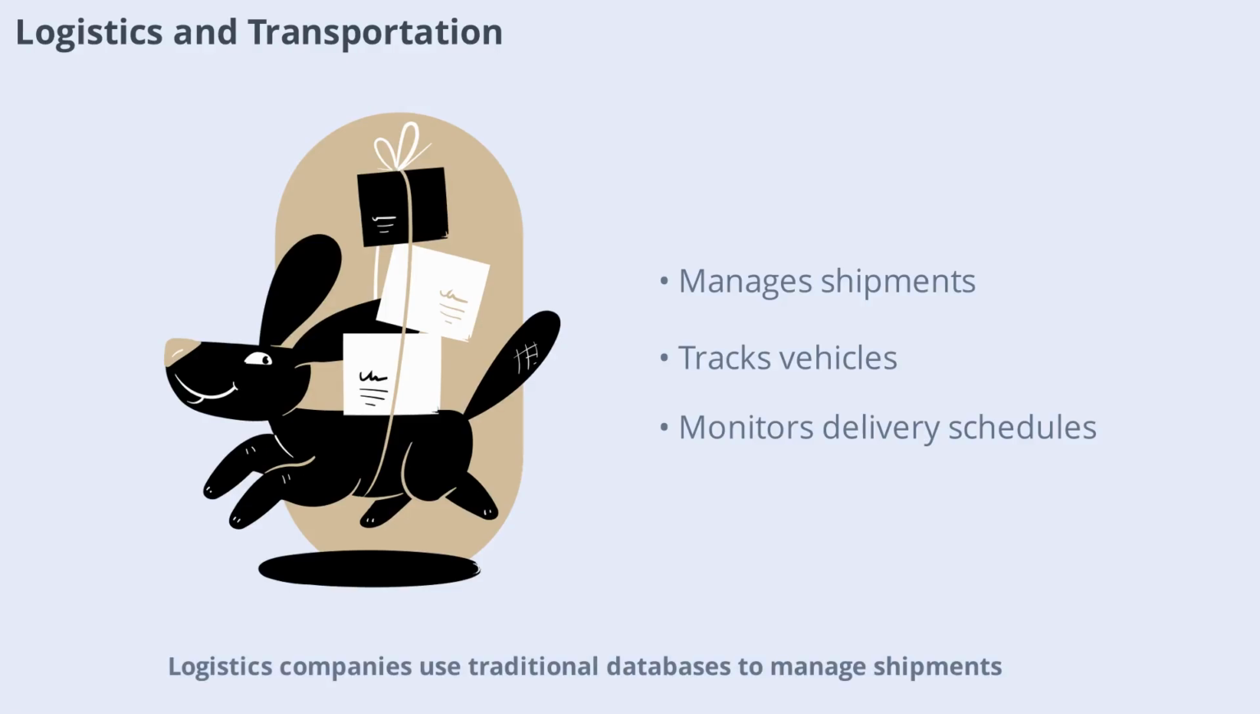Logistics companies use traditional databases to manage shipments, track vehicles, and monitor delivery schedules. The structured approach ensures that all aspects of the supply chain are organized and accessible. Security and backup features protect sensitive data, while indexes and queries enable efficient tracking of shipments. Traditional databases help logistics companies deliver goods on time and maintain customer satisfaction.